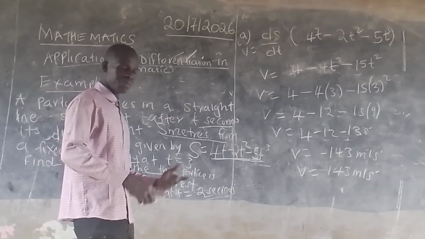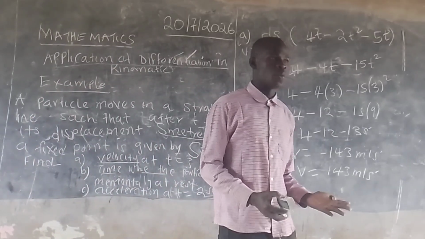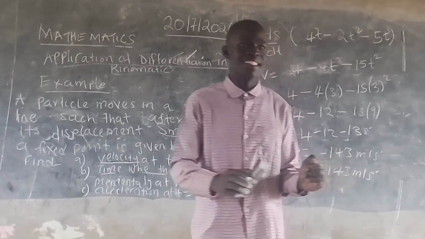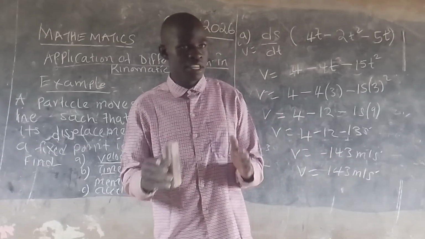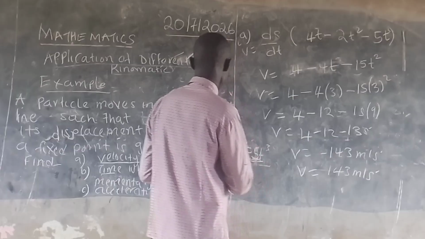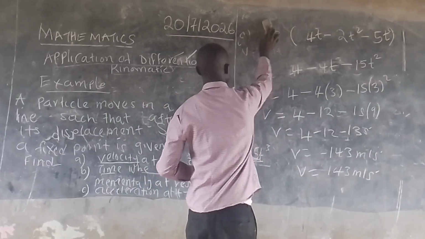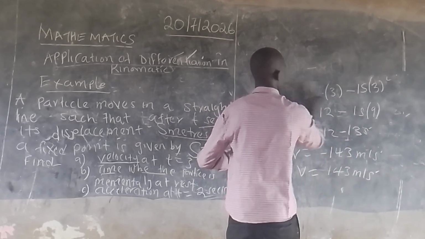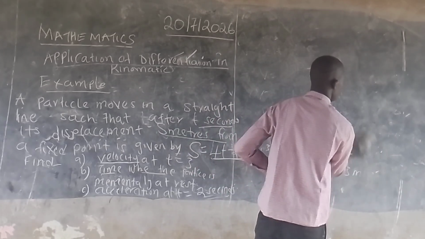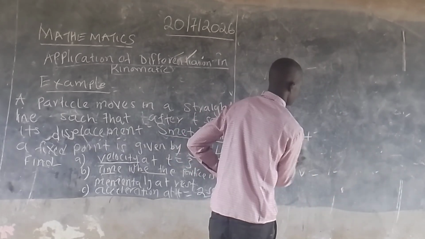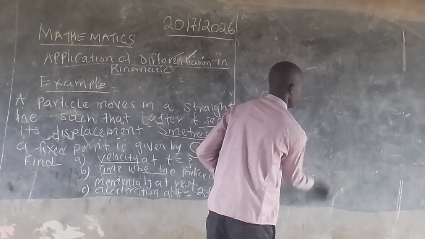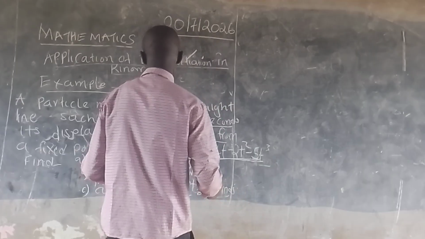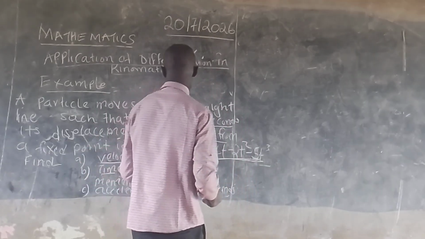So when you talk about momentarily at rest, what does it mean? It simply means the velocity of the particle is zero. The velocity at that point will give you zero, because it is momentarily coming to a stop. So students, when you hear anything to do with momentarily at rest, it simply means the velocity of that particle at that point is zero.